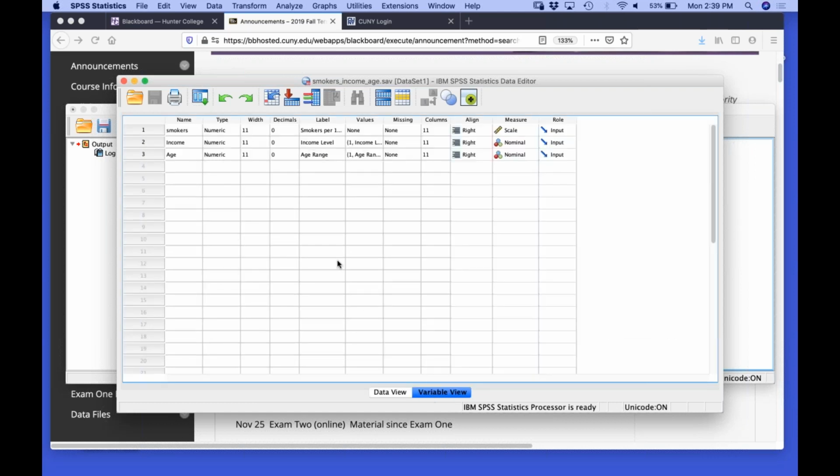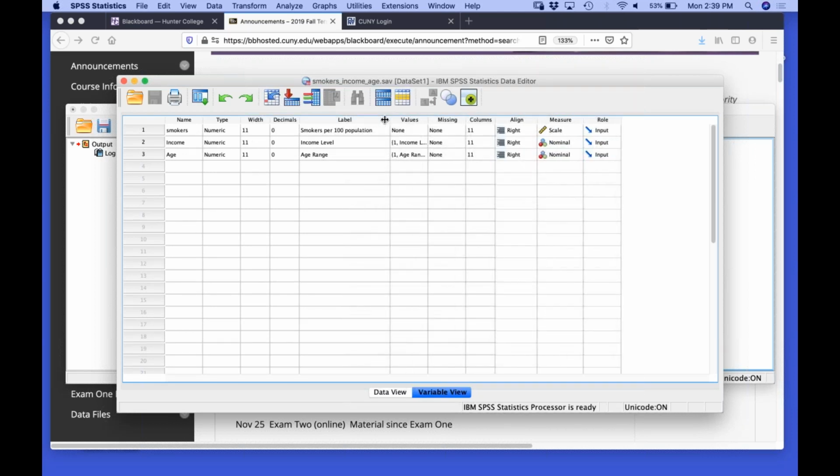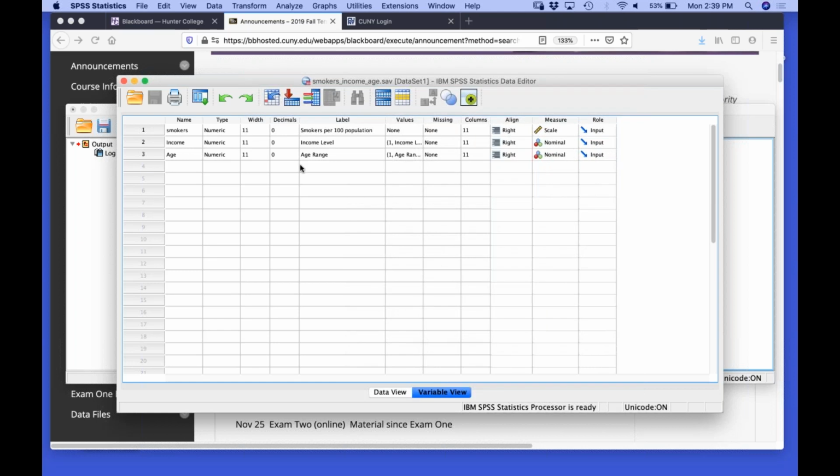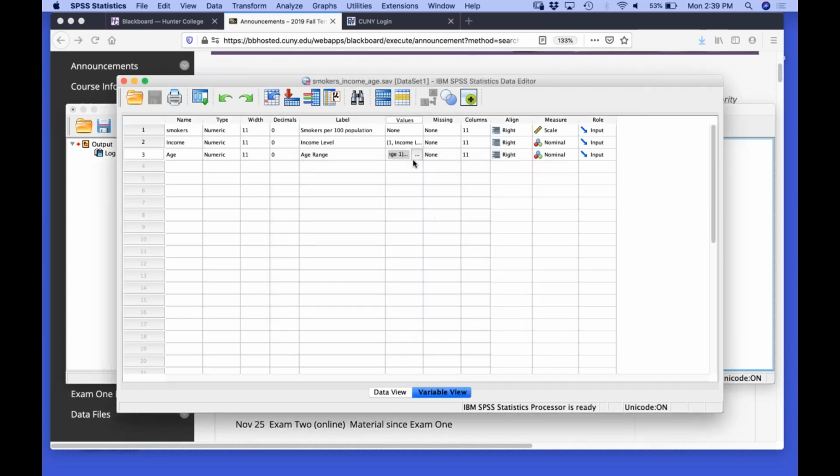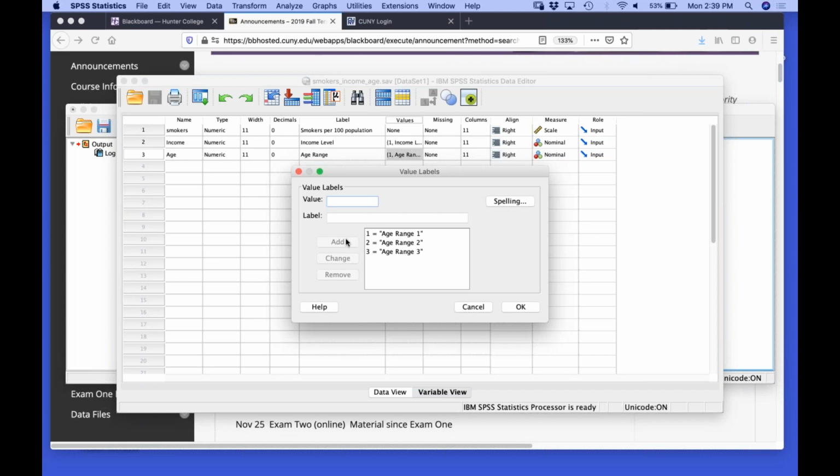Let's see the variable view. Yeah, it says smokers, but hang on a second. What is that? Oh, smokers per 100 population. That's the rate of smoking in different populations. In other words, we have age ranges. Okay, let's click in there and see what the age ranges are. Age range 1, 2, and 3. They're not really defined. Let me go in there and define them.